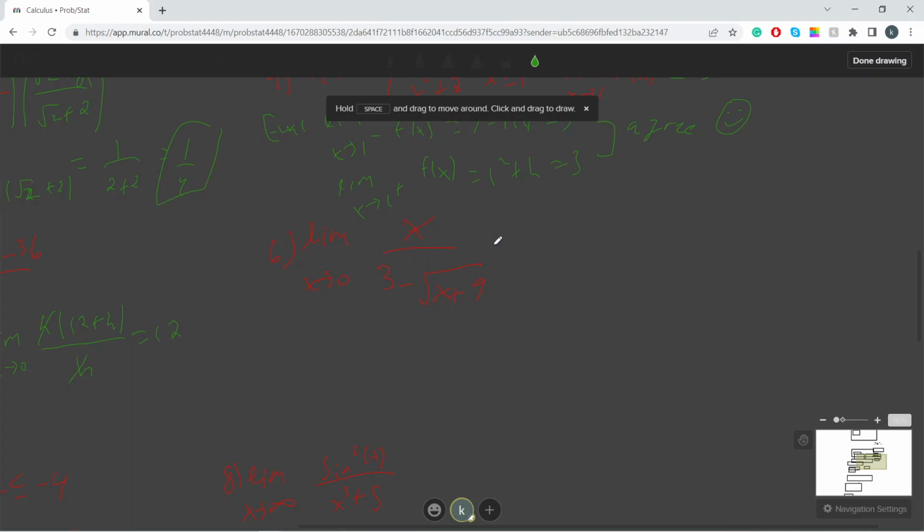finagling this expression in a way similar to problem 2, such that we don't have this pesky square root that's causing the 0 over 0 scenario. So we can try multiplying by the conjugate again. So this will be 3 plus the square root of x plus 9. And just to make sure you recall, the conjugate of this term is simply the same numbers, but the minus changes to a plus. So instead of 3 minus square root of x plus 9, it's 3 plus square root of x plus 9.